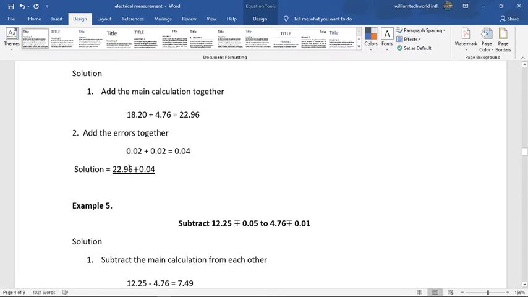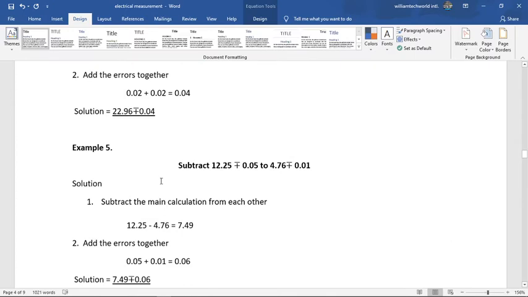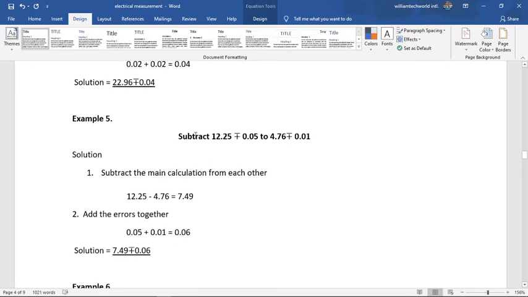Now let's go to subtraction. How do we treat the case of subtraction? Subtraction is different from the addition aspect. For subtraction, you subtract the main values, the main calculations, from each other, and then you add the errors together. You add the errors together, but you subtract the main calculations from each other. How is that done? Let's go to this example 5.